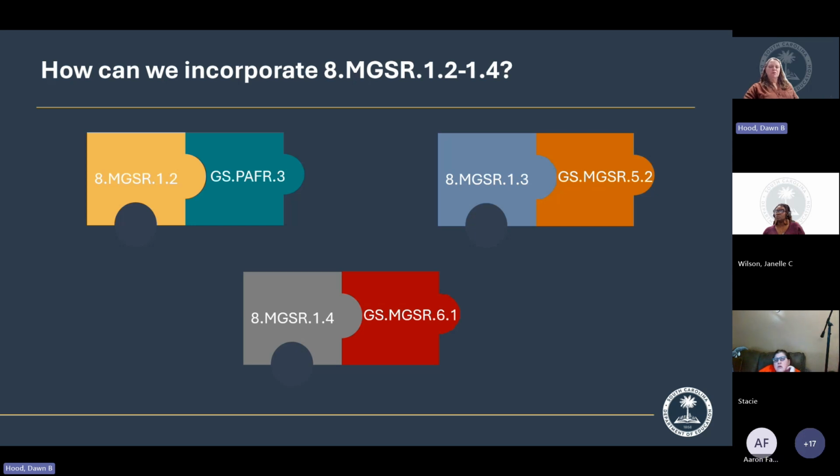So 5.2 is apply the attributes of triangles in mathematical and real world situations. And then 6.1, discover and apply the converse of the Pythagorean theorem, which is kind of what 8 MGSR's 1.4's indicator gives us. Distance formula for 1.2, good.